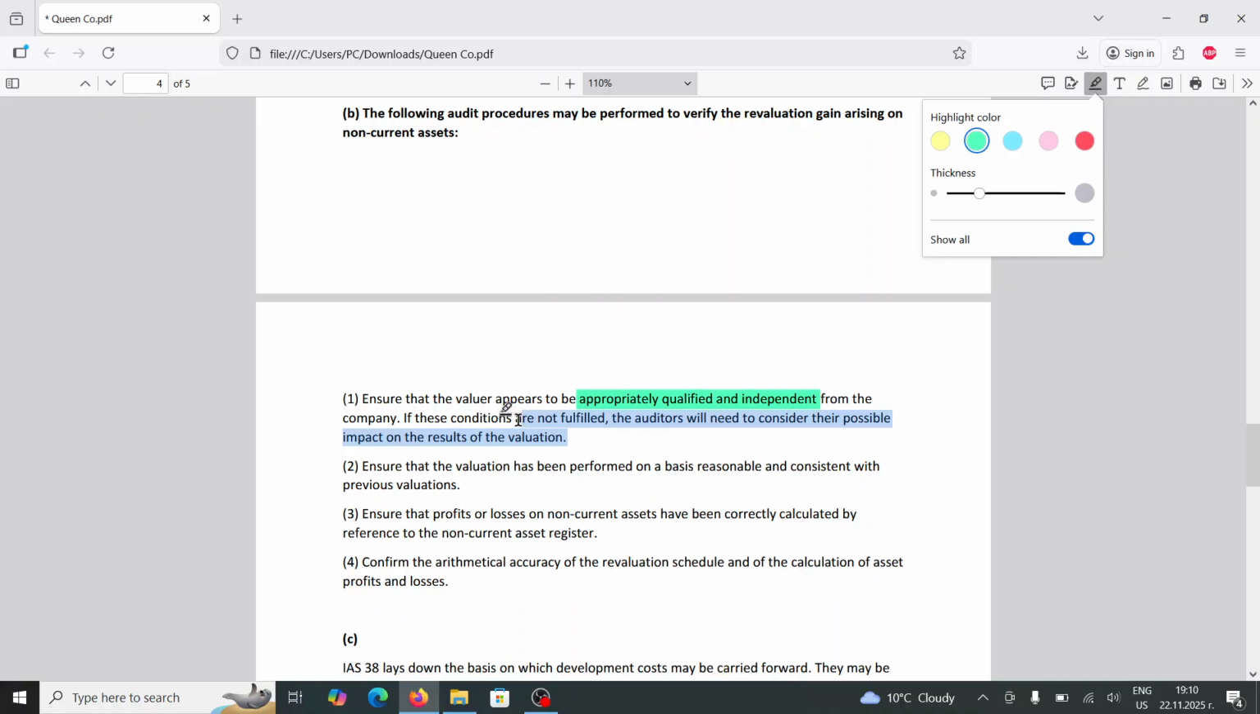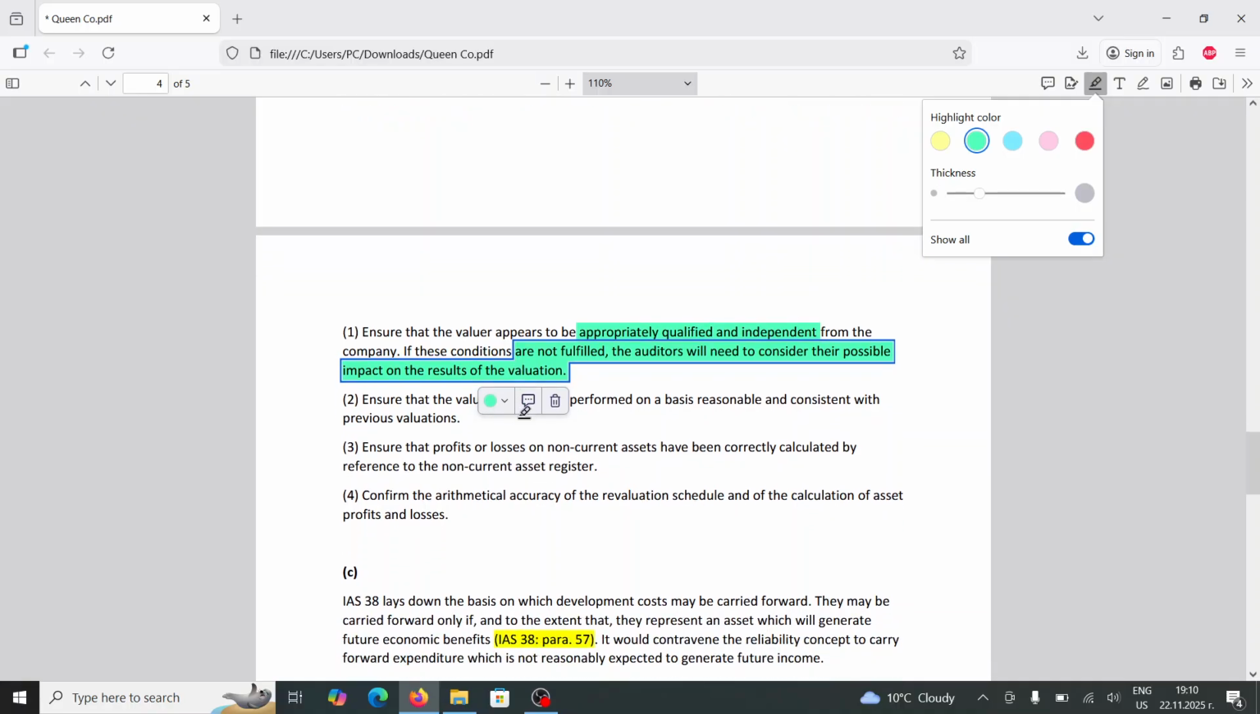If these conditions are not fulfilled, the auditor should consider the possible impact on the results of the valuation. Ensure that the valuation has been performed on a basis reasonable and consistent with previous valuation. So when it comes to calculations, policies, revaluations, one of the procedures that you can always write and get a point on is regarding comparison with previous or historical revaluations, policies, and what basically has been done in the past by the same company.